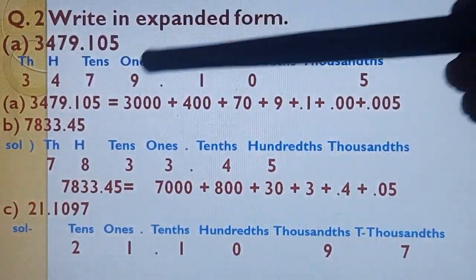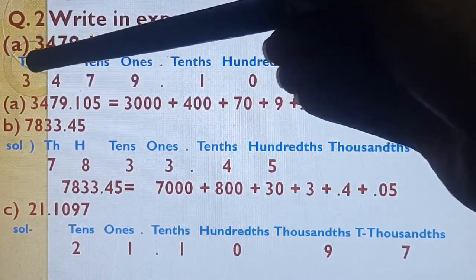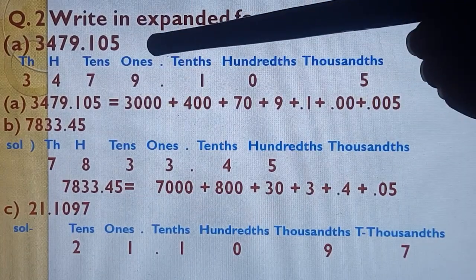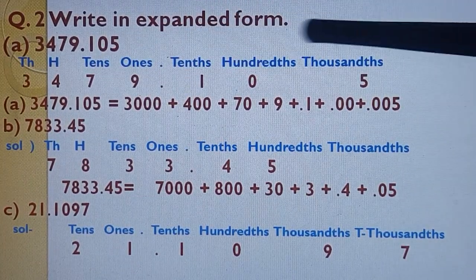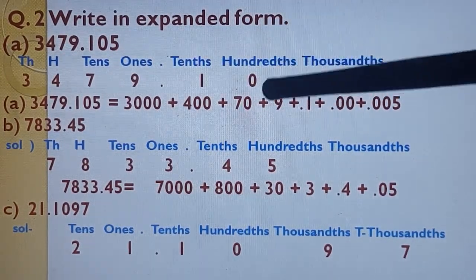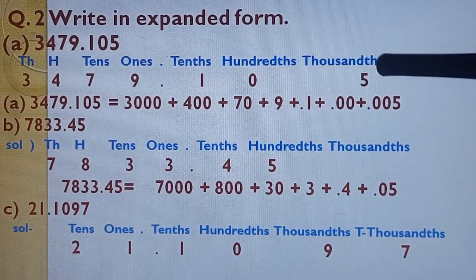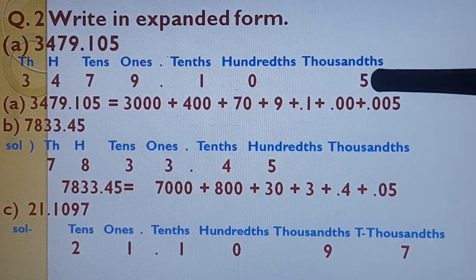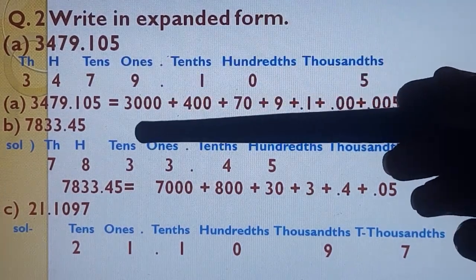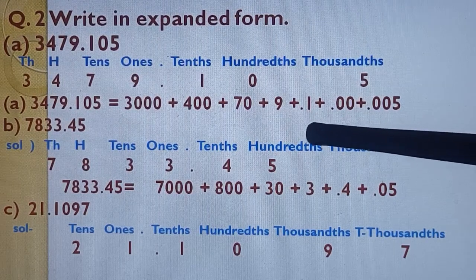If we are writing in expanded form, 3 has a place value 3000. 4 has 400. 7 tens. 9 has a value 9 ones. 1, it is 1/10. That is decimal 1. 0 100th, decimal 00, or you can leave this. 5000th, decimal 005.